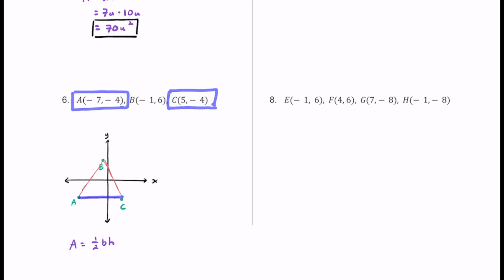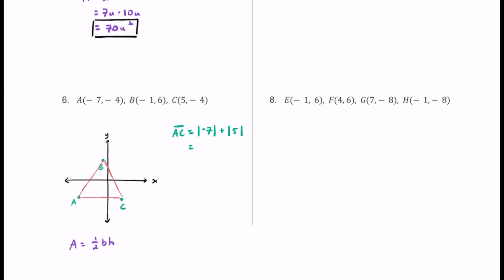Okay, so notice they have matching y values of -4. So to find the distance between their x values, we have to add their absolute values since they're in different quadrants. Okay, so for segment AC, let's add the absolute value of -7 plus the absolute value of 5.